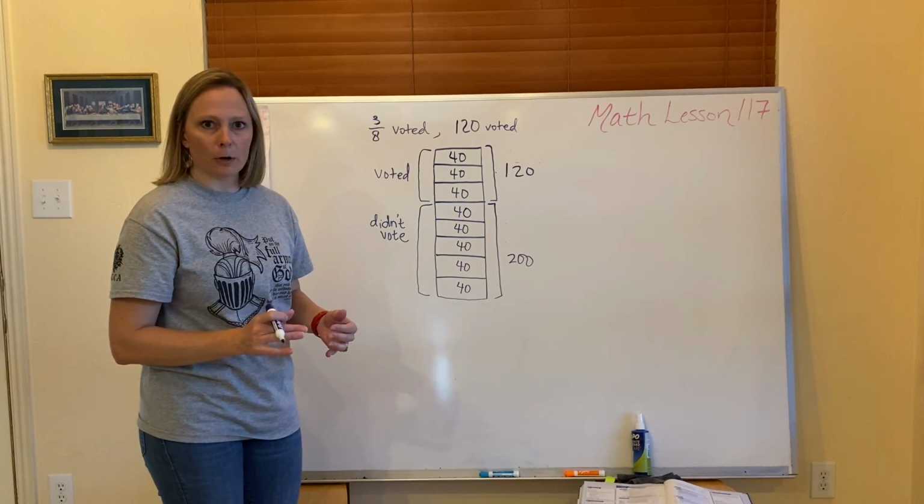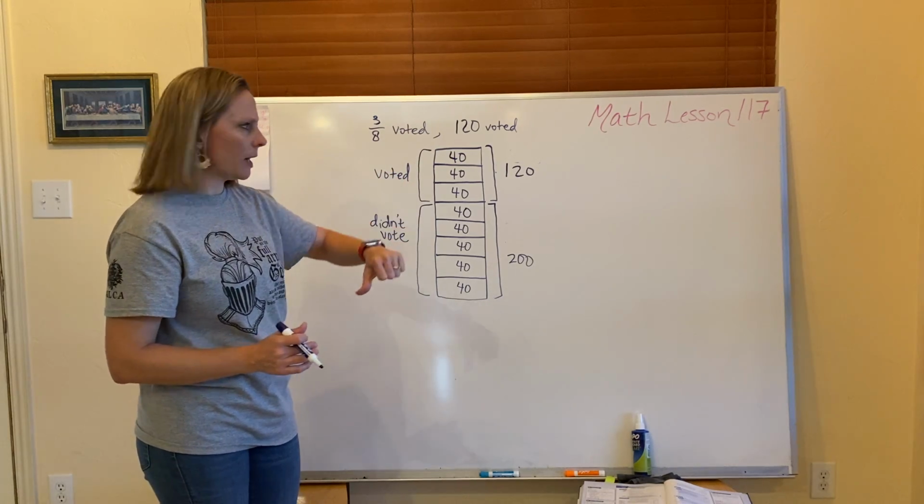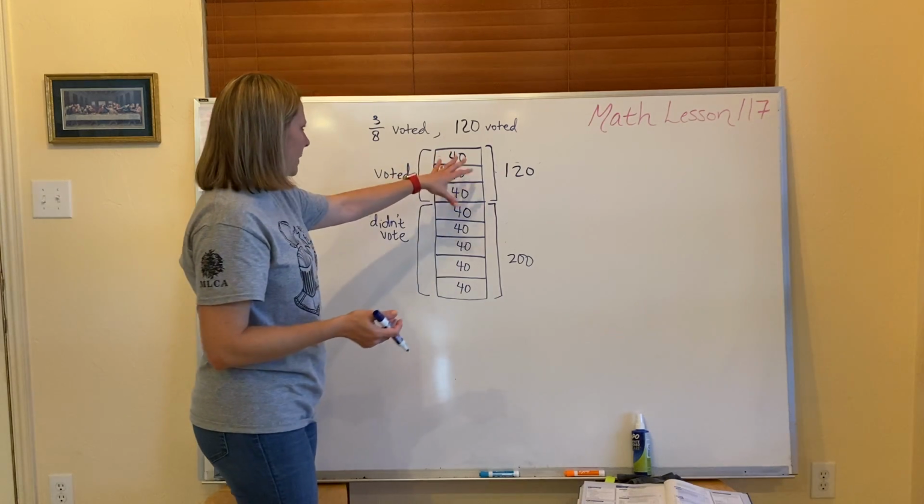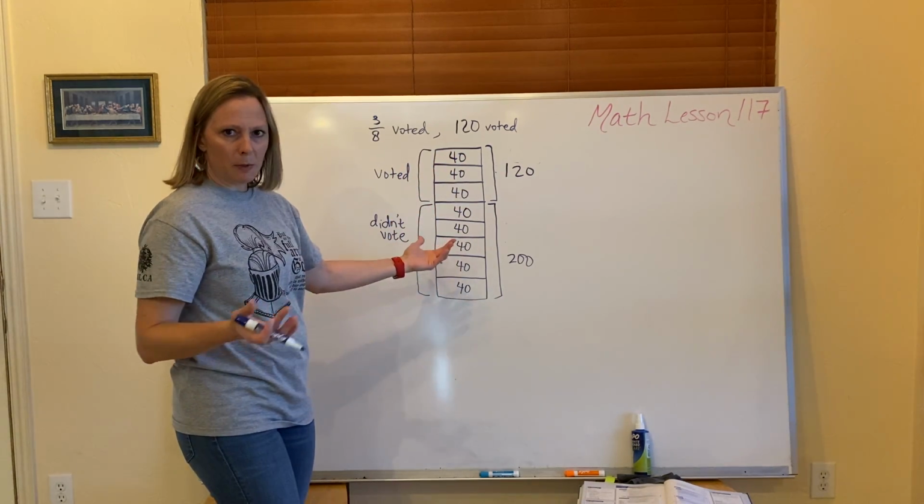So 200 people didn't vote. Boo. Come on, townspeople, right? But maybe most of those were kids? We hope so.